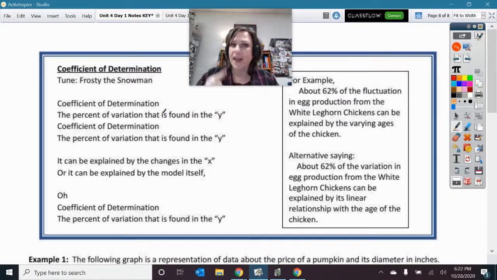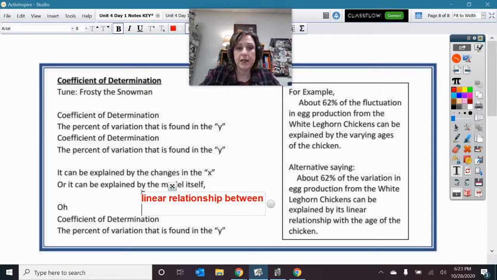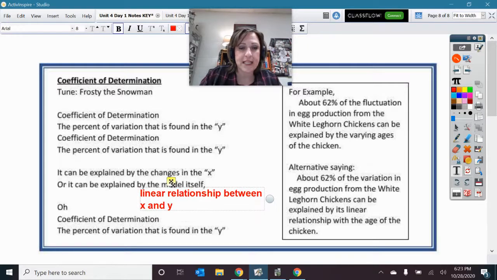Okay, now look here. It can be explained by the changes in the x, or it can be explained by the model itself. Now, when I say the model itself, that means the linear relationship between x and y. That's what the model is: the linear relationship between x and y.